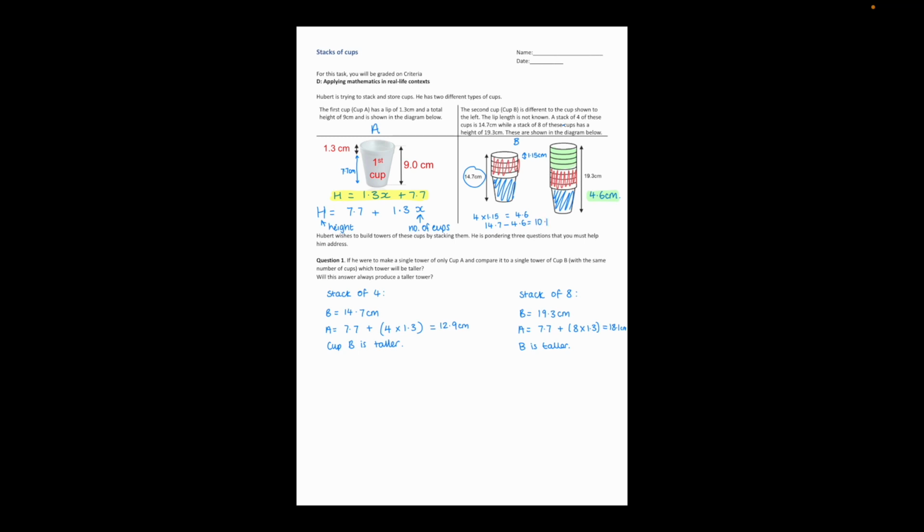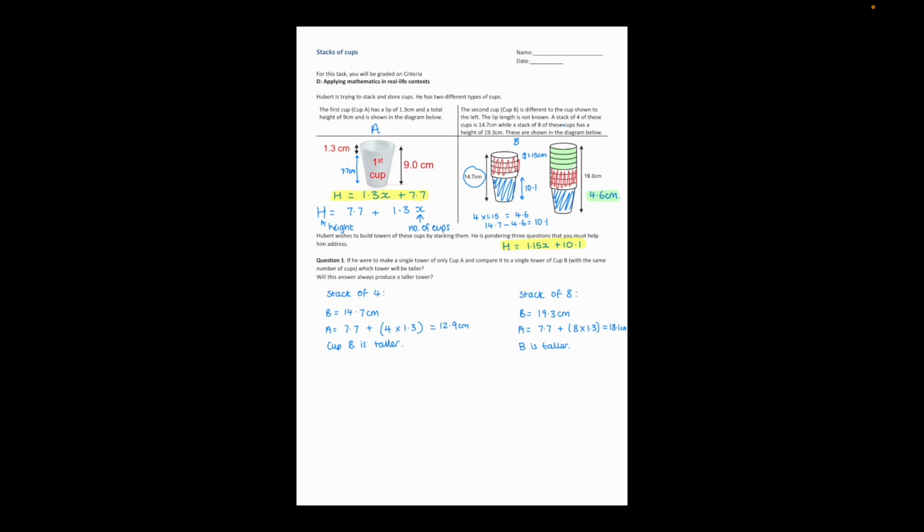So I now know that the base is 10.1, which means that the equation of cup B is going to be the height is equal to 1.15 for the lip plus 10.1. So I now have an equation for both cup A and for cup B. And I can now use this to help me to work out if they will always be the same or if they might be different.